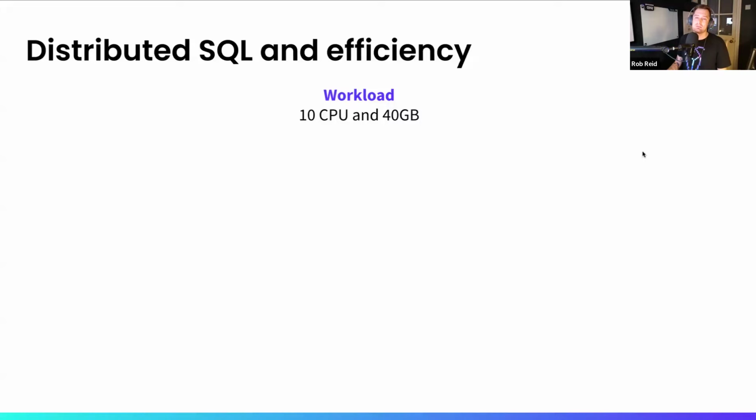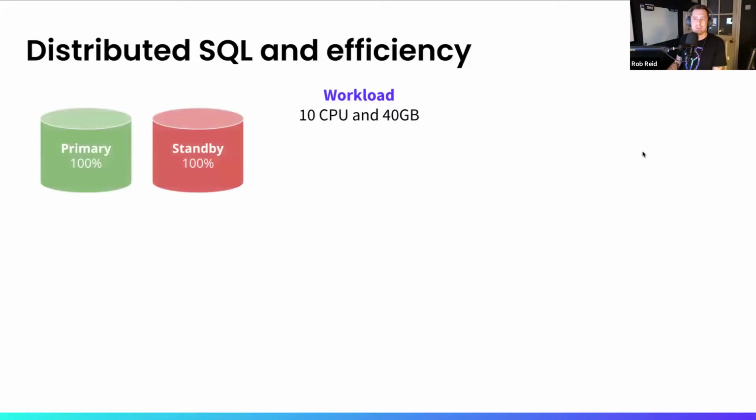Okay, and finally, I'd like to talk about TCO, total cost of ownership, because I think you'd be forgiven for thinking that a distributed database would be more expensive than a monolithic database, and that doesn't have to be the case. Let's assume we have a workload that requires around 10 CPUs and around 40 gigabytes of RAM.